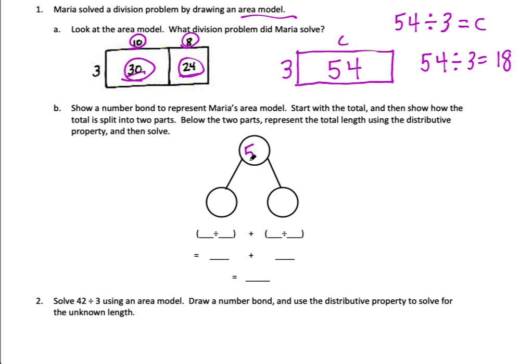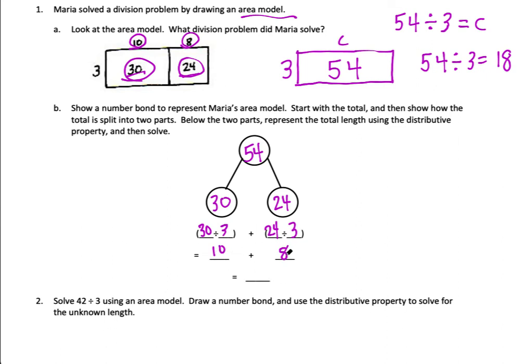So I'm going to start with the total. The total is 54. It's right here, 30 plus 24. This is the total. And she broke it up into 30 plus 24. Those are great numbers because both of these are easy multiples of 3. Watch this. 30 divided by 3, that's easy, that's 10. And then 24 divided by 3, and that's easy, that is 8.